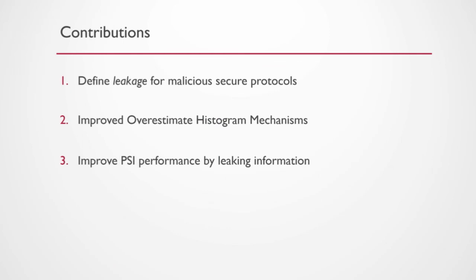And with that, I'll conclude. We define what it means to have differentially private leakage, or leakage in general, in this MPC paradigm. We present new mechanisms for these overestimate histograms, which can be applied to other prior works. And then we show how it can be applied to private set intersection. That's all.